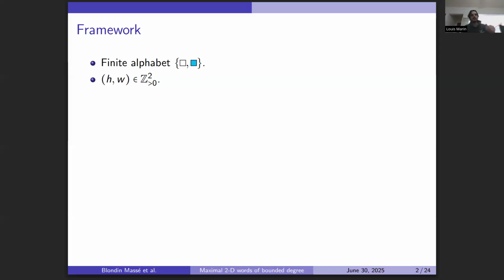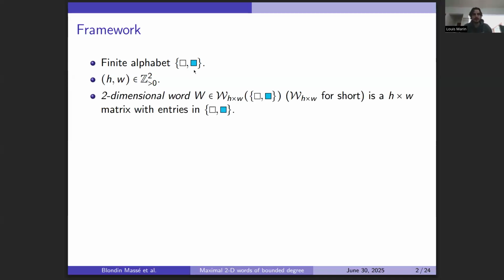So what's a two-dimensional word? First of all, we have a height and a width. A two-dimensional word in this alphabet is simply a matrix with entries in this alphabet, and the matrix will have this height and this width. For a bit of notation, W_ij is simply the entry of the word W at row i, column j.